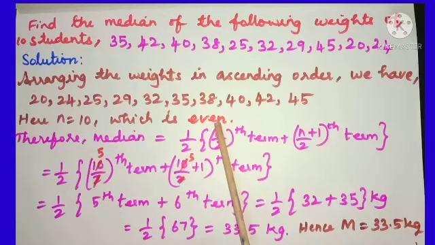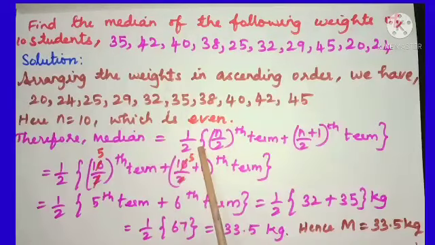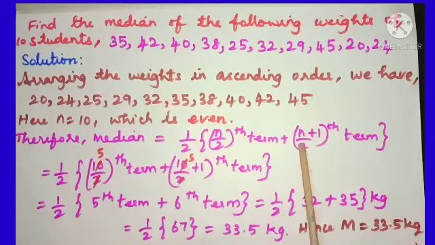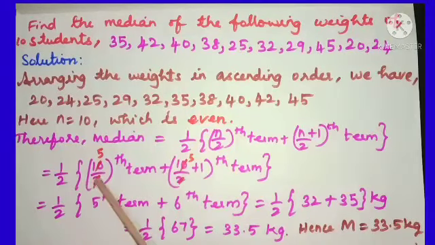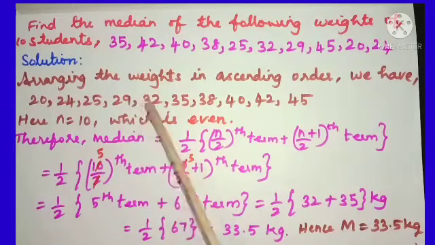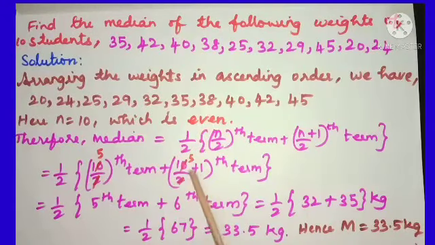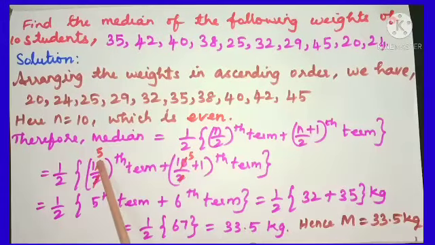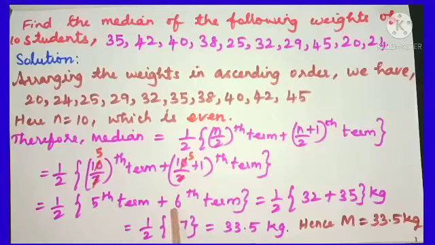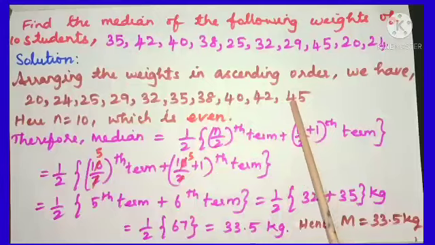So when the number of observations is even, the median is the average of the n by 2th term plus the (n by 2 plus 1)th term, that is, 1 by 2 of these. What is n? It is 10. So substitute 10 in this formula: 10 by 2th term plus (10 by 2 plus 1)th term. Cancelling 10 and 2, we get 5, so the 5th term plus 5 plus 1, which is the 6th term. So 1 by 2 of the 5th term plus the 6th term. Here you have to write the 5th and 6th terms in the arranged order.